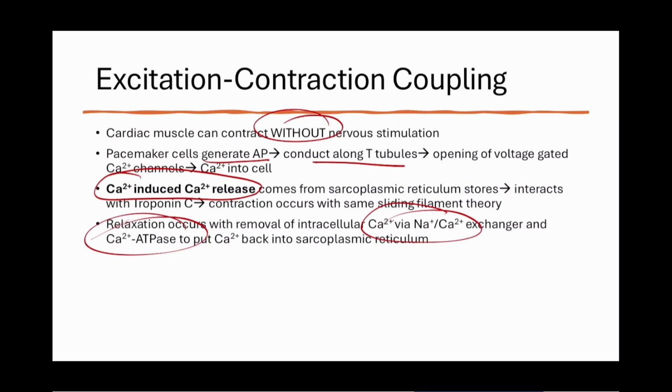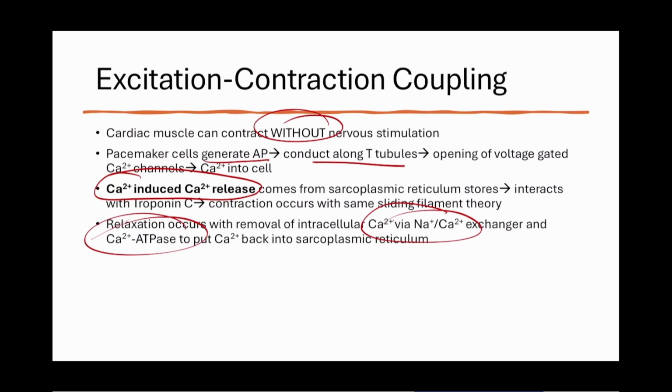The calcium that comes in triggers the SR to dump even more calcium inside the cell, which is then going to bind to all the troponins, causing cross-bridge cycling, so you have a contraction. We get rid of calcium with the sodium-calcium exchanger to get it outside the cell, and the calcium ATPase pump to get it back into the SR.